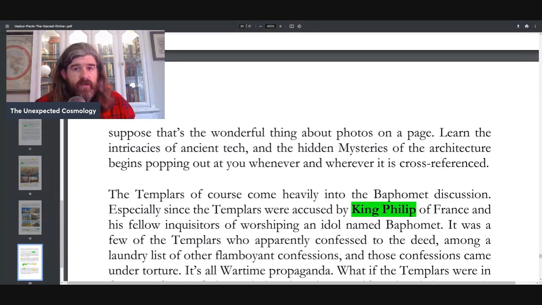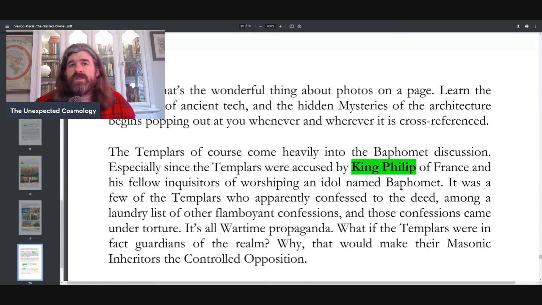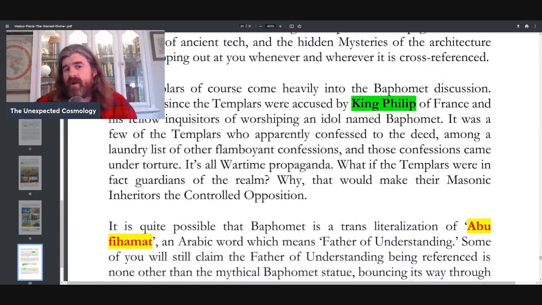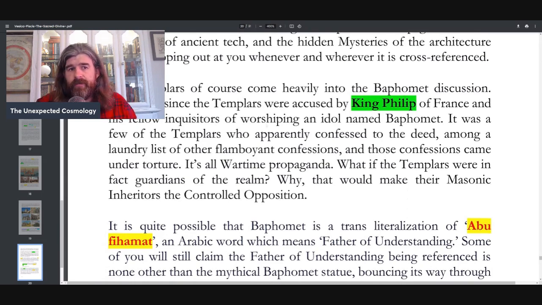Learn the intricacies of ancient tech, and the hidden mysteries of the architecture begin popping out at you whenever and wherever it is cross-referenced. The Templars, of course, come heavily into the Baphomet discussion, especially since the Templars were accused by King Philip of France and his fellow inquisitors of worshiping an idol named Baphomet. It was a few of the Templars who apparently confessed to the deed among a laundry list of other flamboyant confessions, and those confessions came under torture. It's all wartime propaganda. What if the Templars were, in fact, guardians of the realm? Why, that would make their Masonic inheritors the controlled opposition.